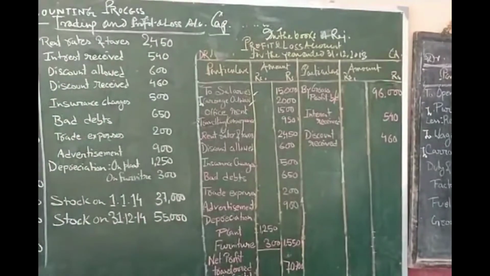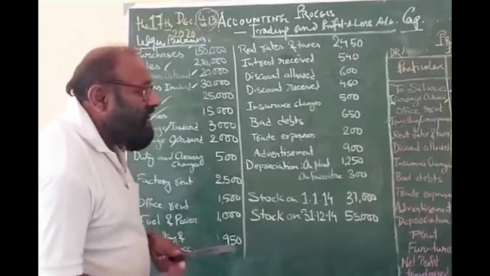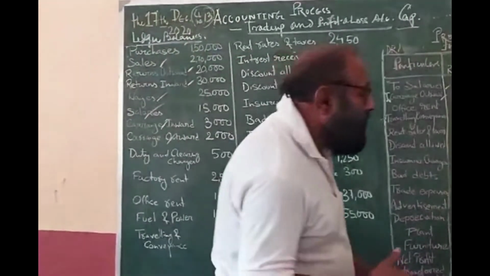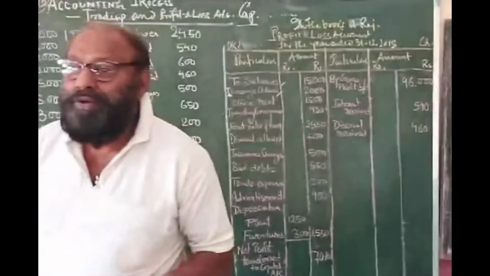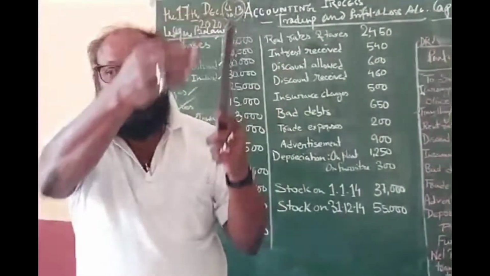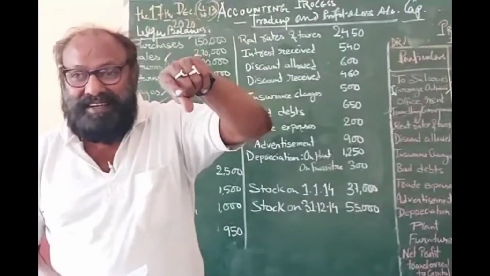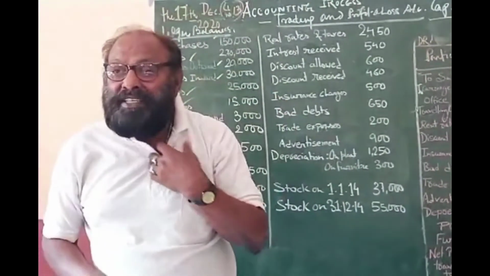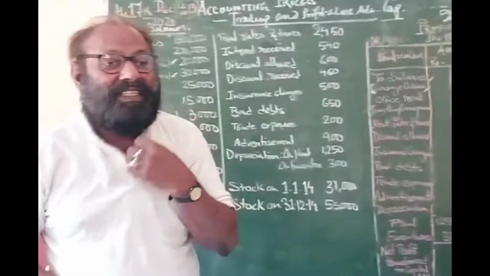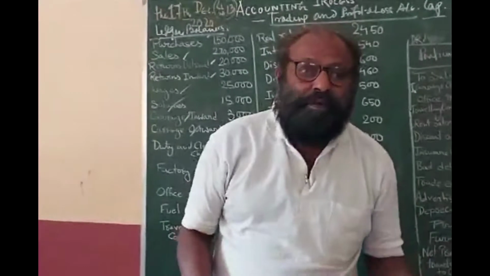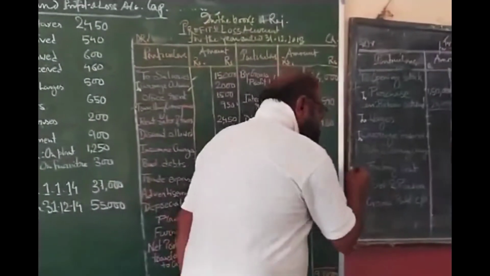Clear? Then duty and clearing charges. Now, what type of expense is it? There are 2 types of duty. One is when you are bringing goods from some foreign state. Duty and clearance apply to merchandise that has come from other states, that is, in the case of import. Import means foreign purchase, and this expense is a purchase expenditure.